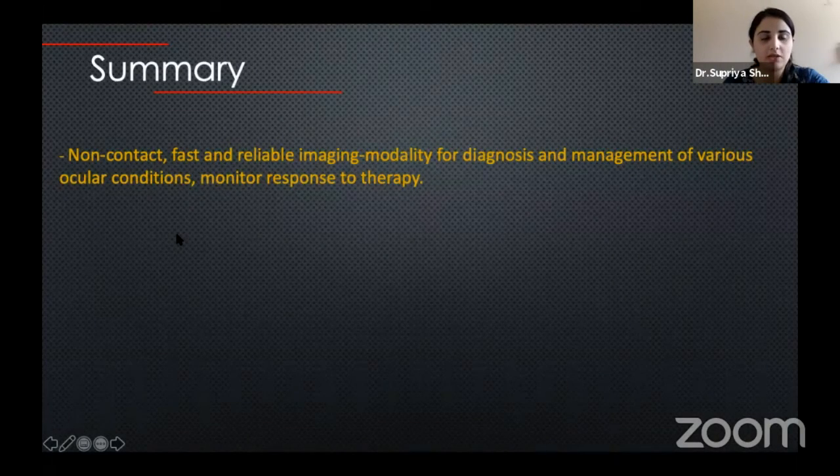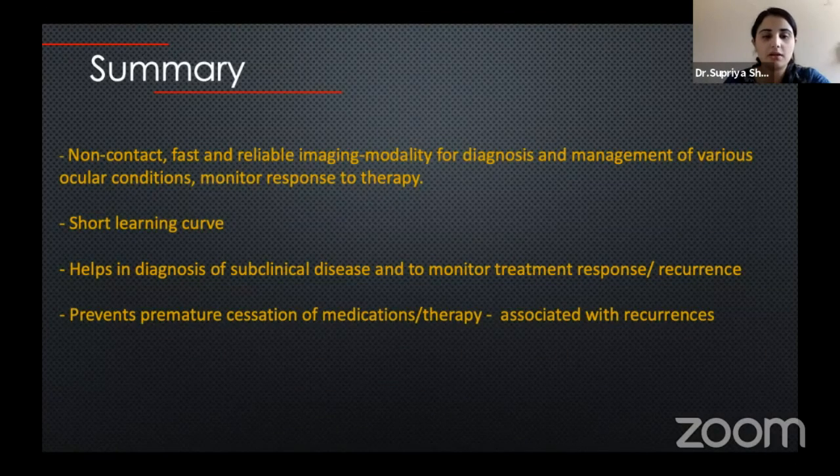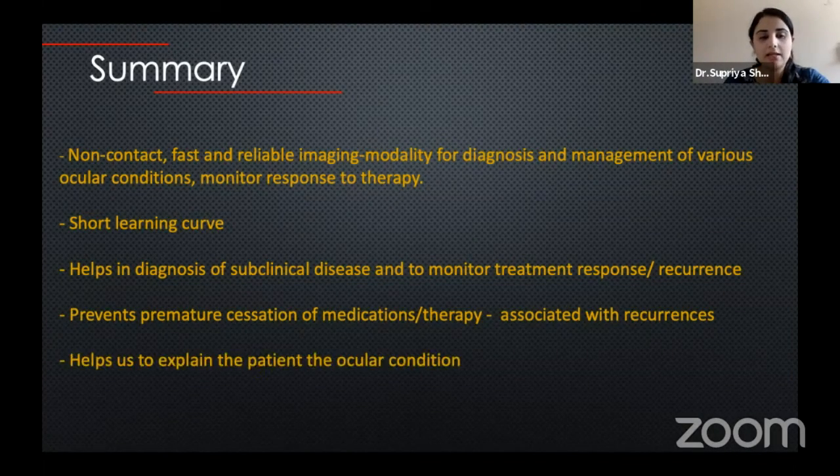for diagnosis and management. The interpretation has a relatively short learning curve, and sometimes the anatomical changes may lag behind the clinical picture, and we need to continue the treatment because this is associated with recurrence on premature cessation of therapy. And it is not only helpful to us, but it is also important. It makes it easier for us to explain to the patient the underlying ocular condition.